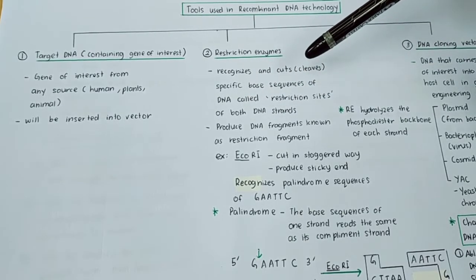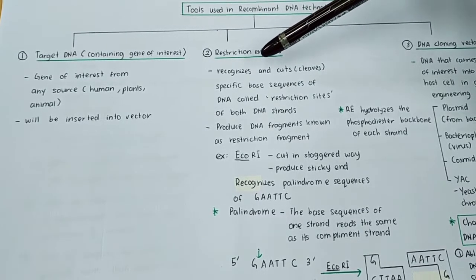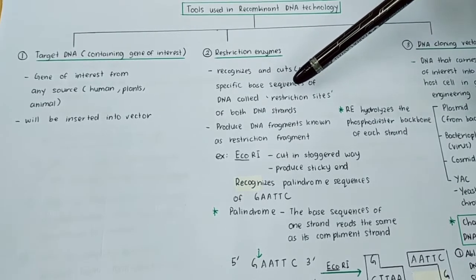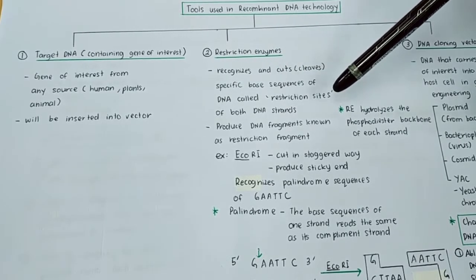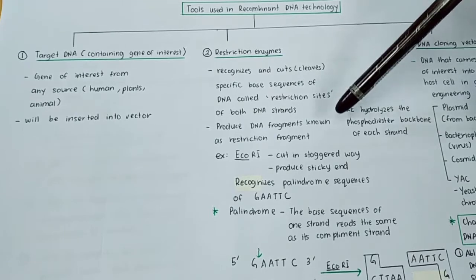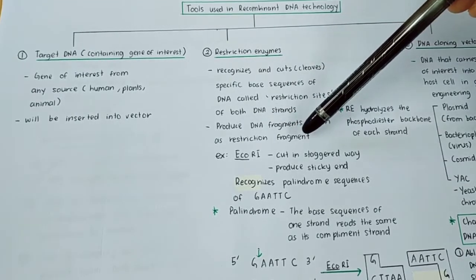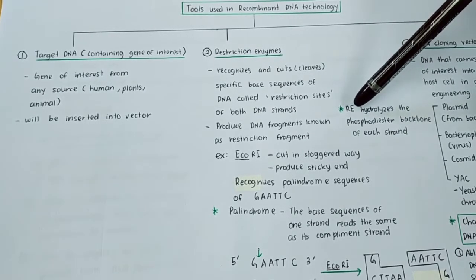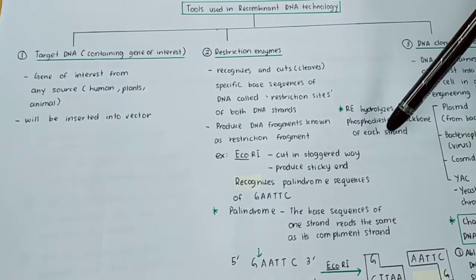Okay, so means that the restriction enzyme, the function is to recognize, dia akan identify ataupun kenal pasti and cut. Selepas dia dah recognize specific base sequence, dia akan cut at the specific base sequence of the DNA. And then tempat di mana dia cut tu kita panggil sebagai restriction site. Okay, and then it will produce DNA fragment known as restriction fragment. Okay, so saya buat notes dekat sini. RE refer to restriction enzyme. It will hydrolyze the phosphodiester backbone of each strand.